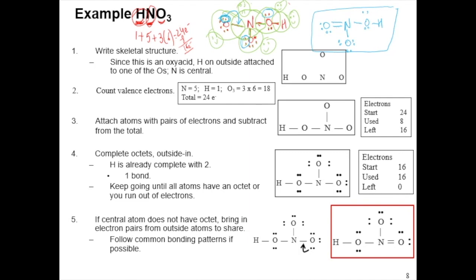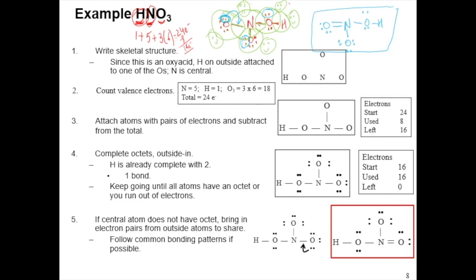That would mean this oxygen has a double bond with nitrogen, or you could draw this oxygen with a double bond, this oxygen with a single bond. It really doesn't matter. They are the same atoms. But if you take the electrons from the oxygen which is OH and give them to nitrogen, then that would make a difference. And the difference is that your structure would be wrong.